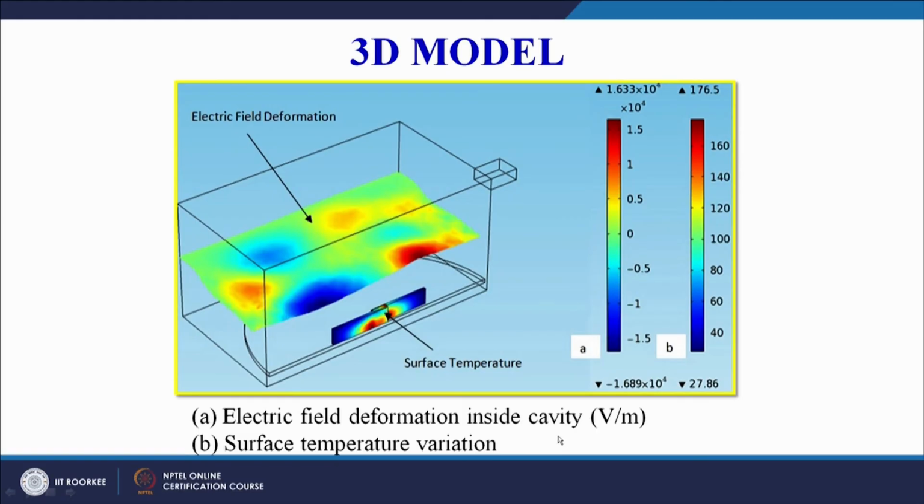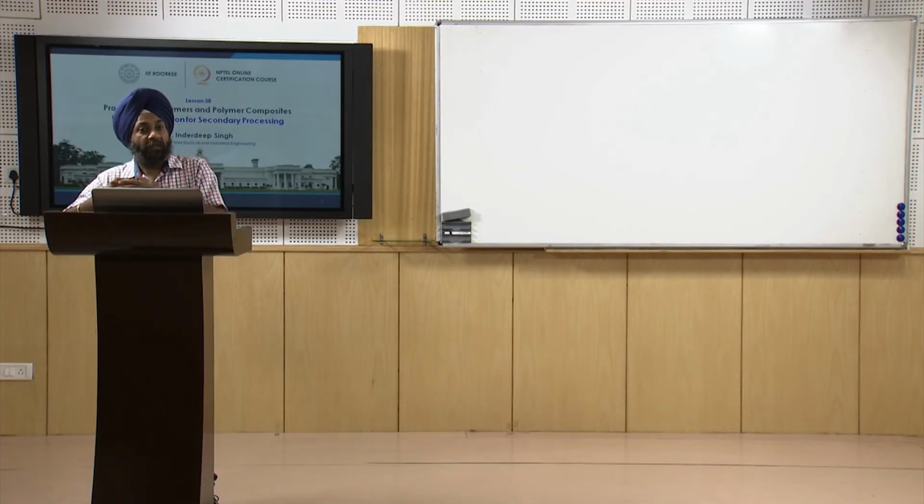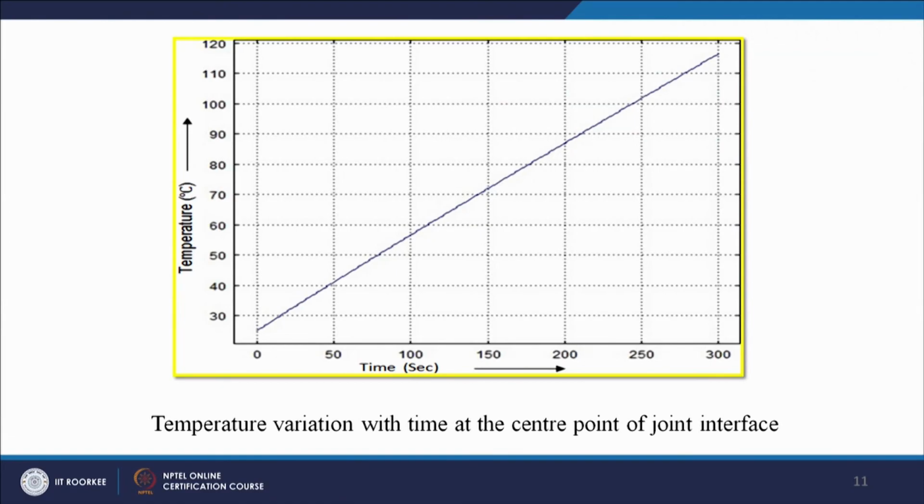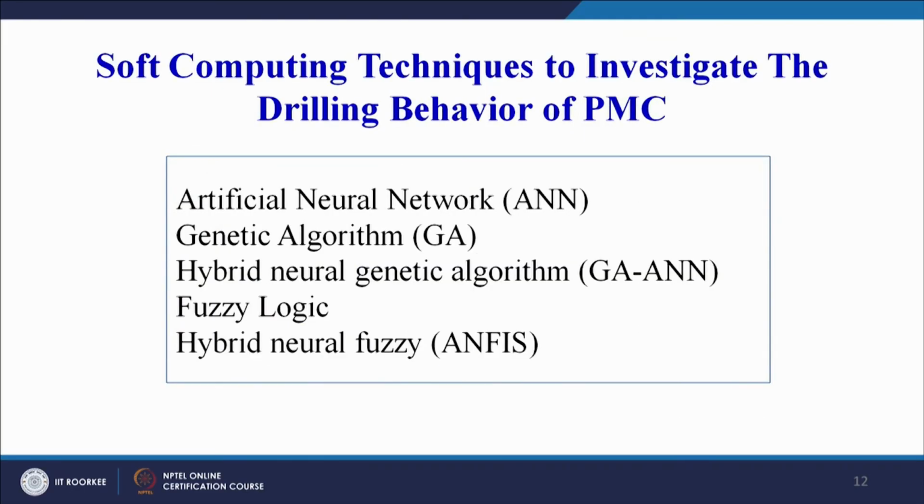finding out the surface temperature variation, because we have to see what the temperature is in the part that we want to join together, and whether that temperature matches the glass transition temperature as well as the melting temperature of the polymer or not. If we are able to match that temperature, we will be able to form a joint. So this type of simulation of joining of polymer matrix composite parts is also possible. This is the temperature variation with time at the center point of the joint interface. We can see that as the exposure time of the microwaves increases, the temperature also increases linearly.